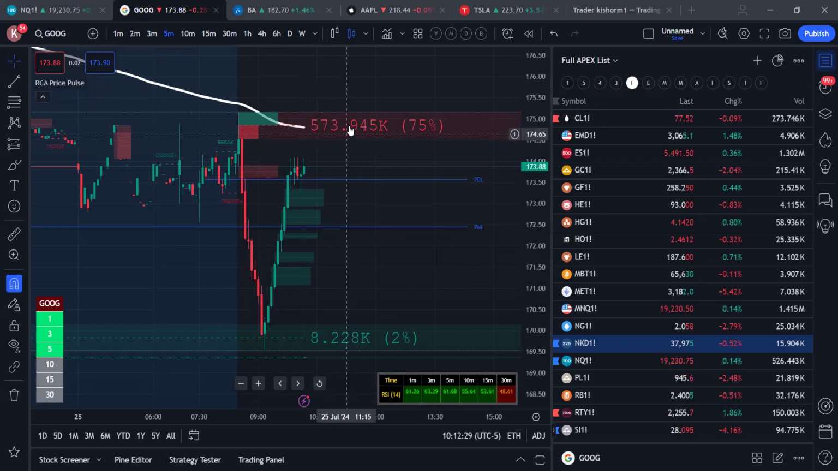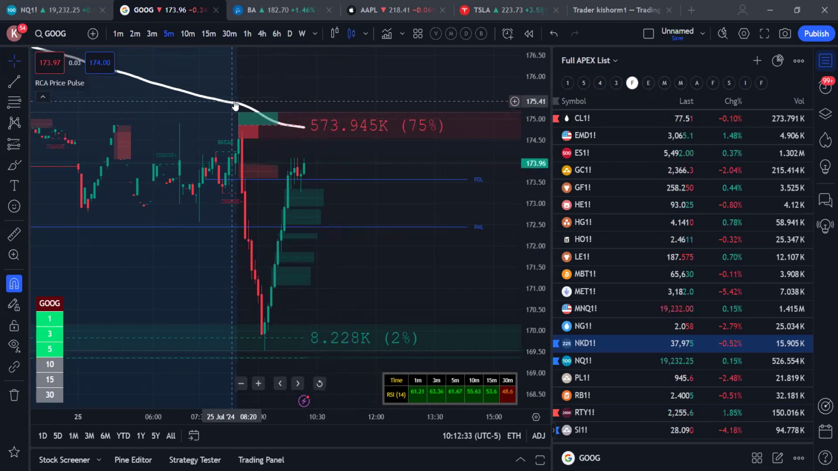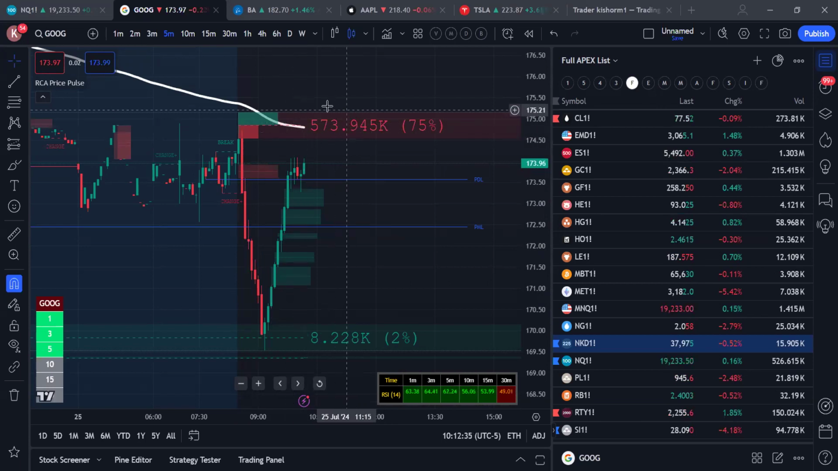This will be a perfect entry for Google. If it goes here, we have EMA 200 will act as resistance, and also there is a huge sell order block. So this is the best time to enter the shorts on Google.